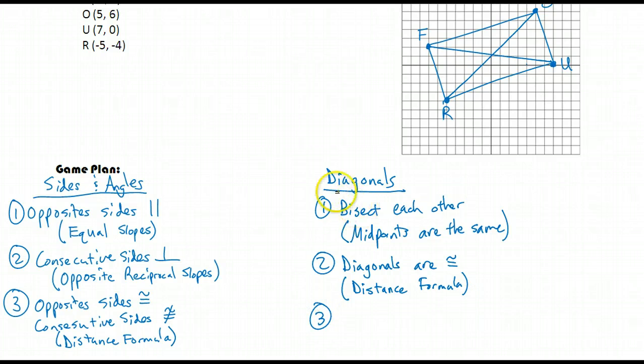The first statement here proves that we have a parallelogram. The second one narrows it down to either a square or a rectangle. The last one will prove that we have a rectangle. The difference between the diagonals in a square and a rectangle is, in a rectangle, our diagonals are not perpendicular, and in a square, the diagonals are perpendicular. So our diagonals have to not be perpendicular. We have to show that our slopes are not opposite reciprocals.